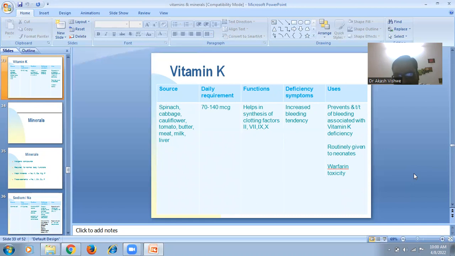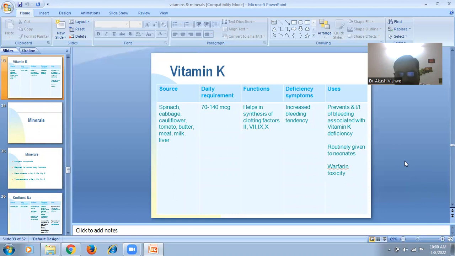Uses of vitamin K: it prevents, and can be used in the treatment of, bleeding associated with vitamin K deficiency. It can be routinely given to neonates. It can be used in the condition of warfarin toxicity.